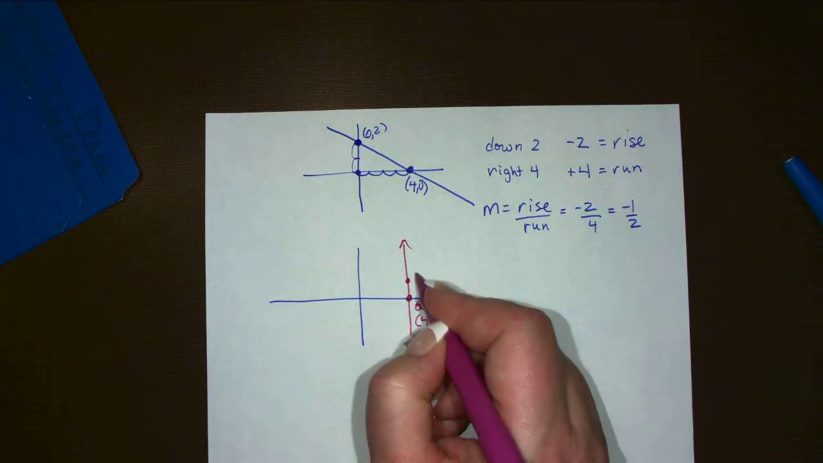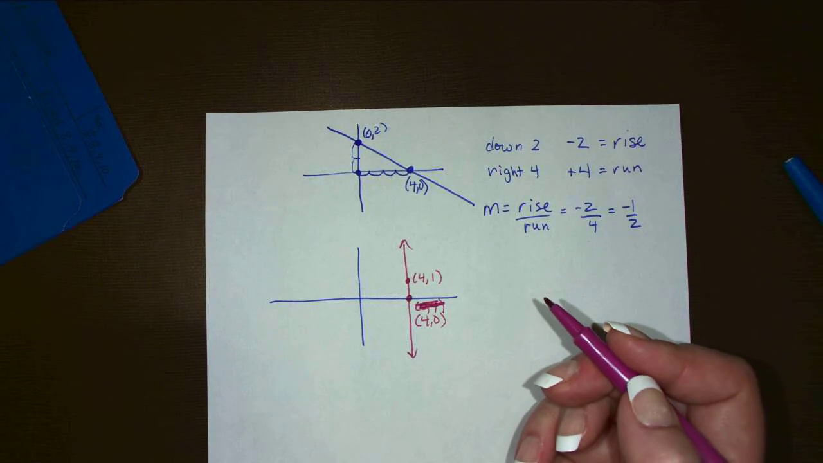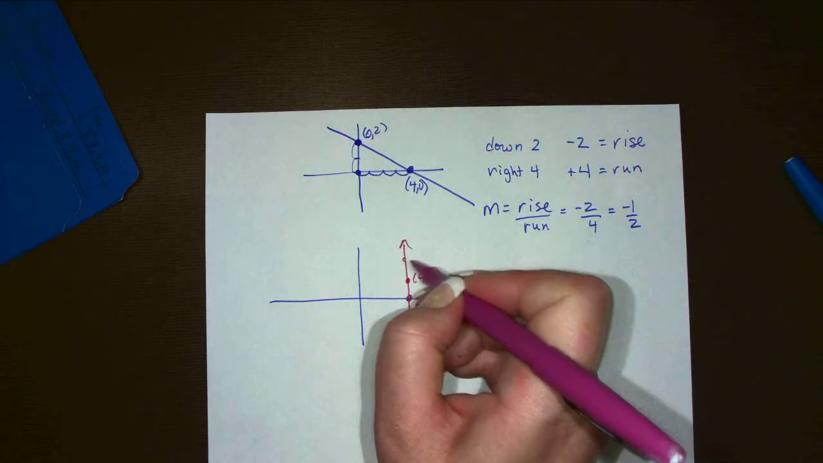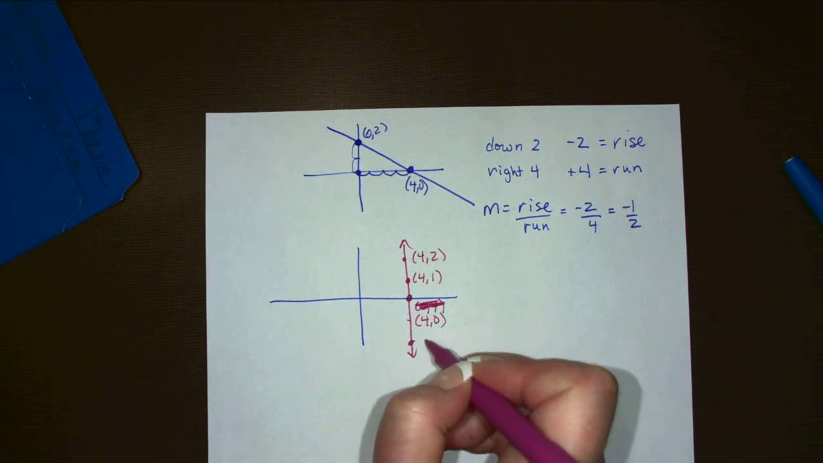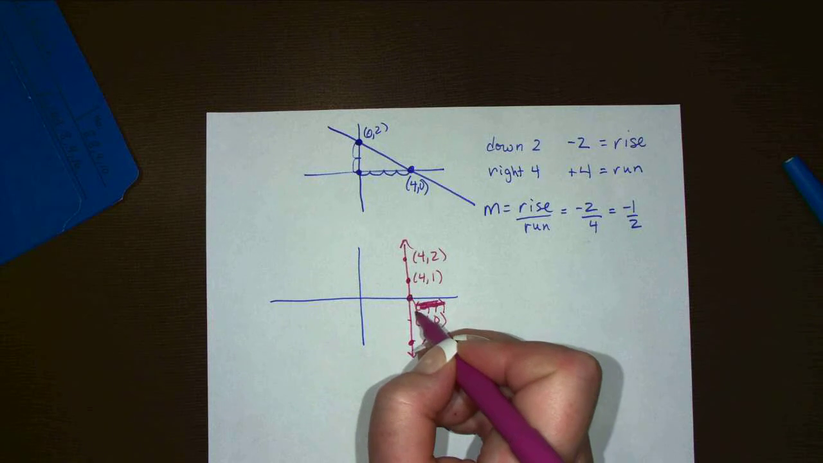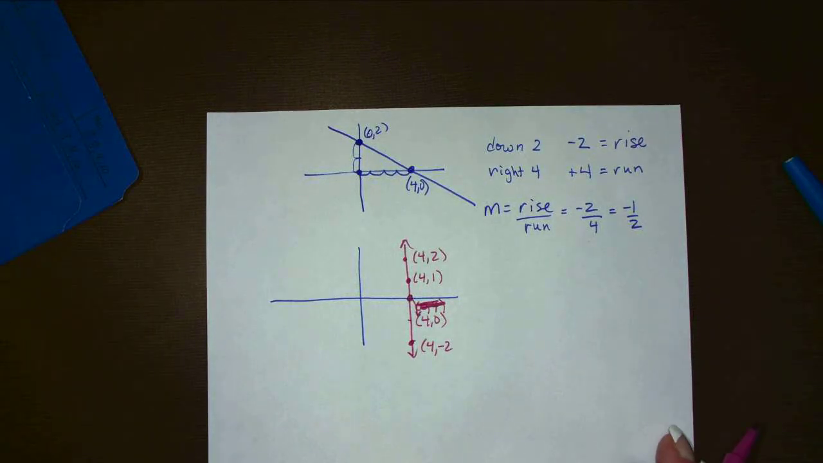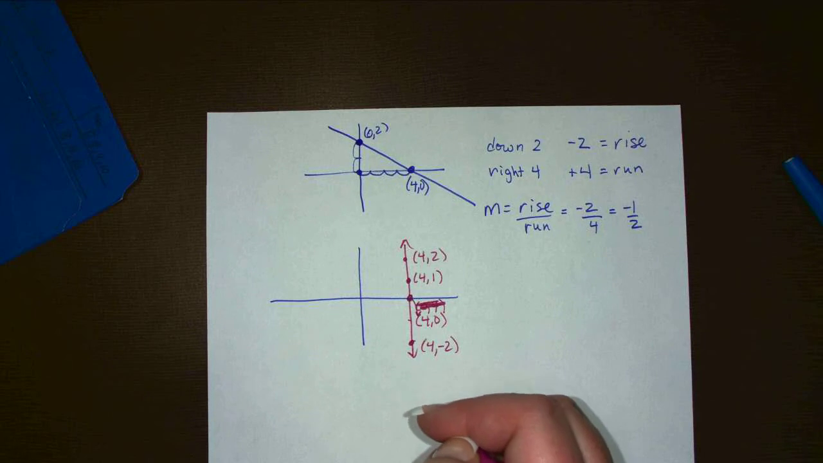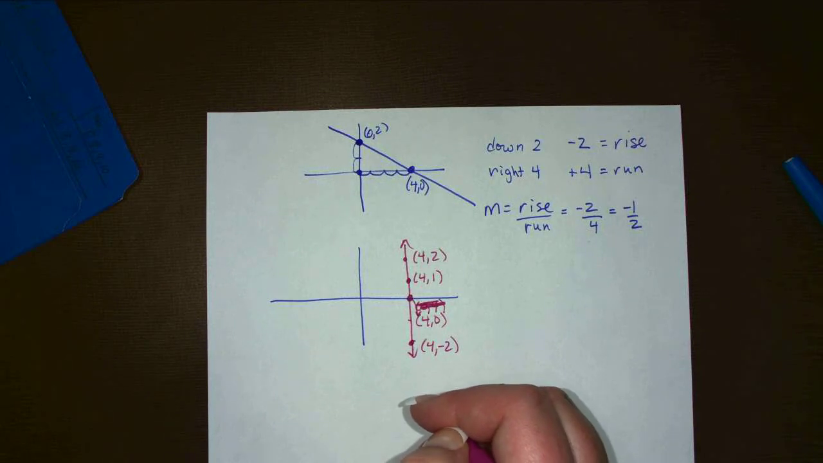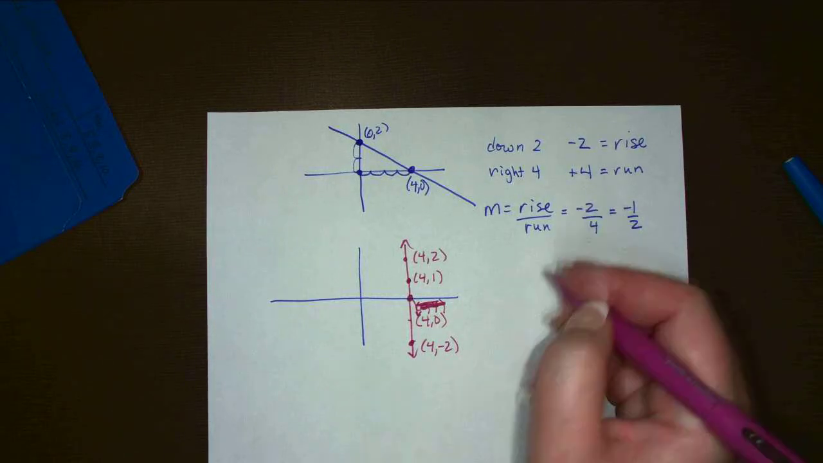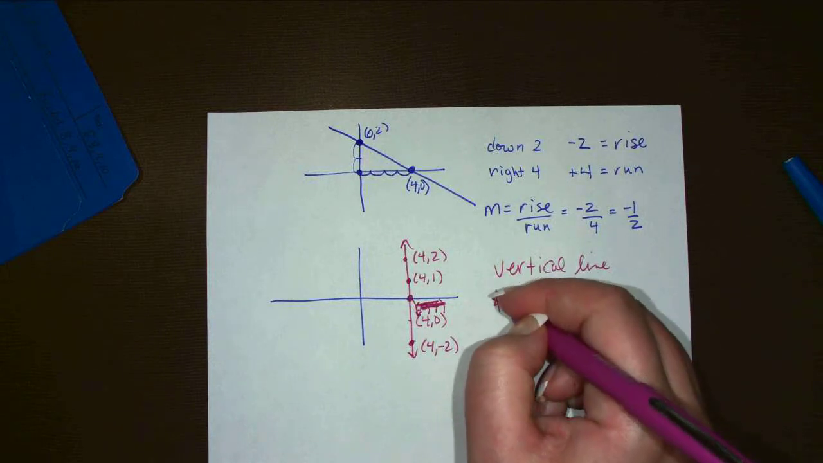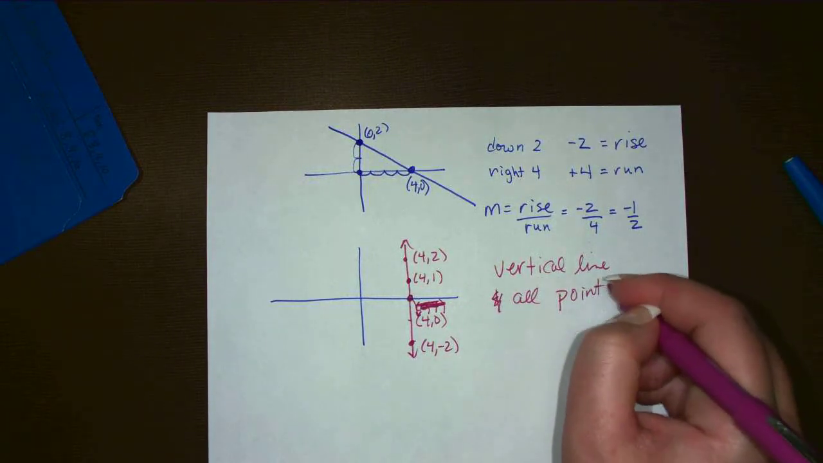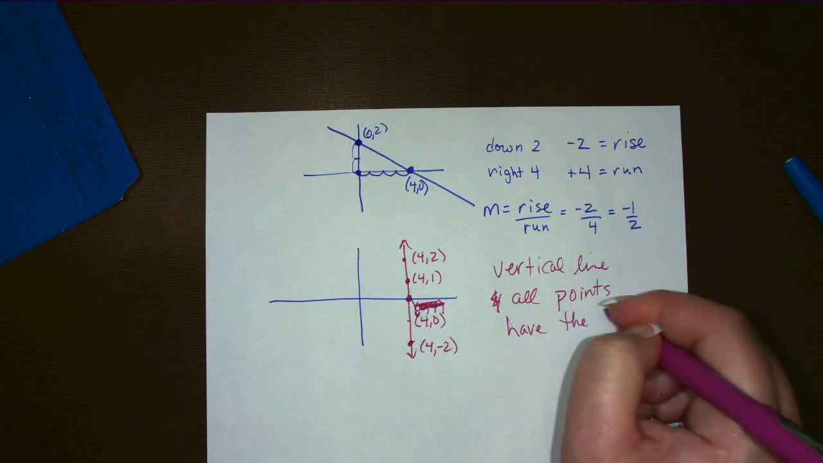Give me another point on this line. Right here. Say 4, 2. What about down? I don't have room for 4, 1, but let's say this is 4. That's that point. 4, negative 2. Does that make sense? What's happening with all the points on this line? The x value is all the same. The x value is the same on a vertical line. So on a vertical line, all points have the same, what? X value.